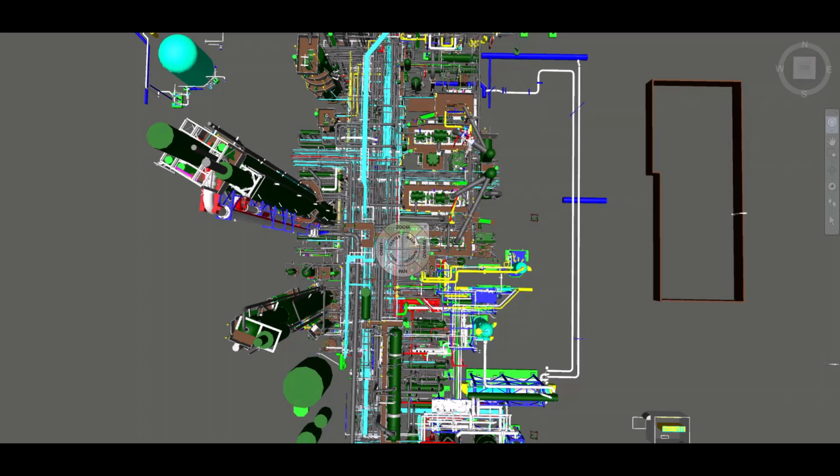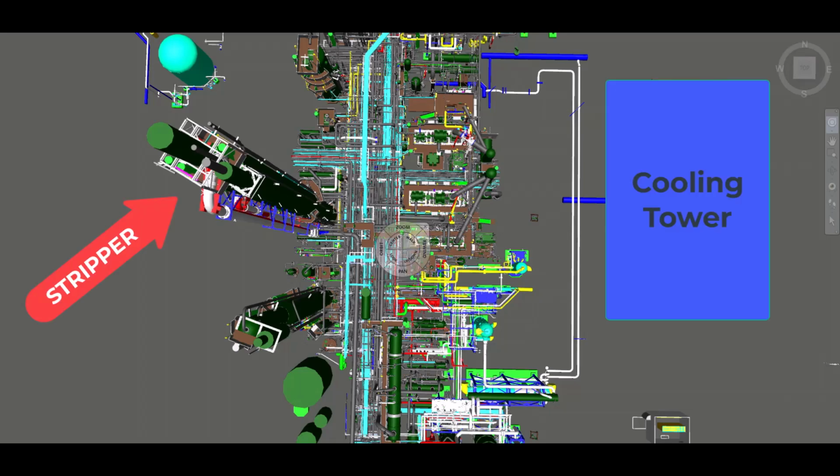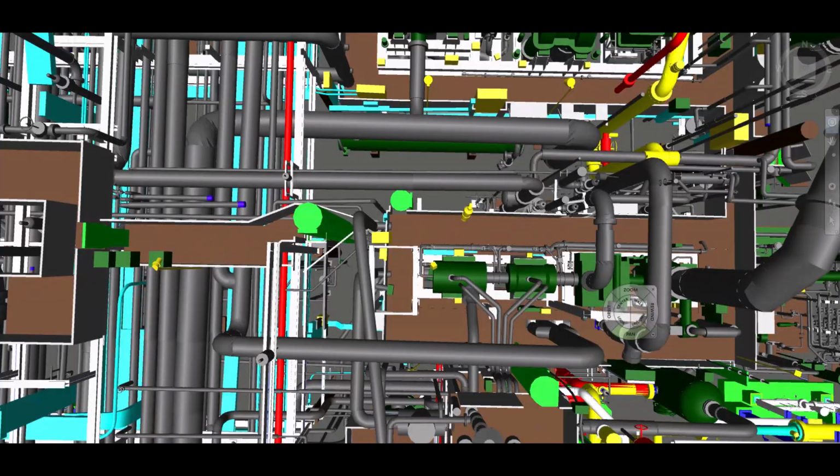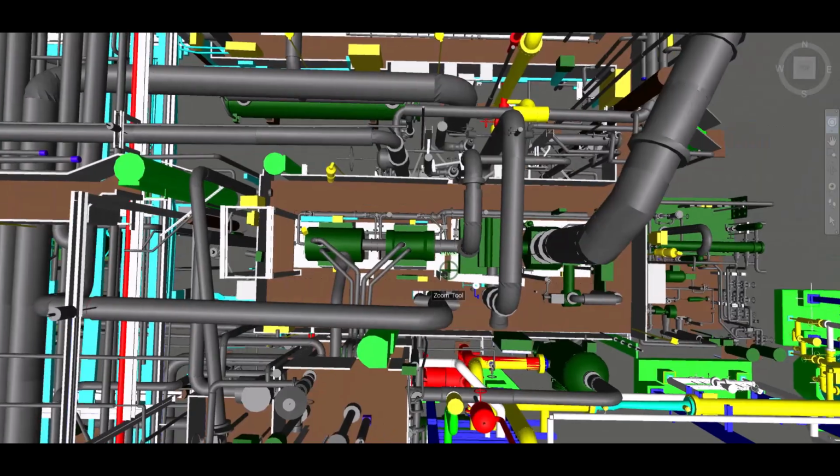Let's start with an overview so we are all on the same page with exactly what equipment we are talking about. Here is an overhead shot of Ammonia Plant 1. The stripper tower is here on the left. The cooling tower is here on the right. The top of the shot is going north. As we zoom in, you will start to see the 103J syngas compressor come into focus.